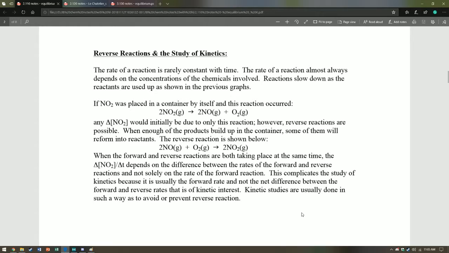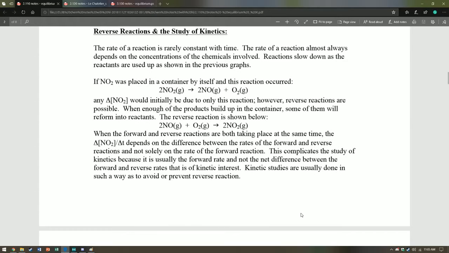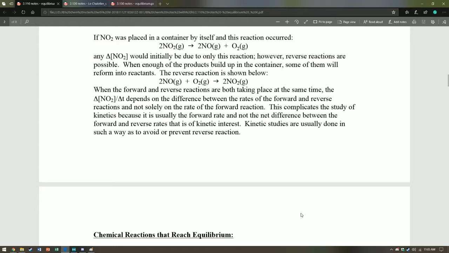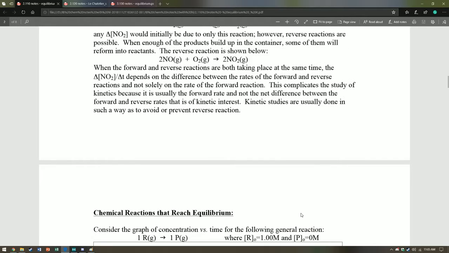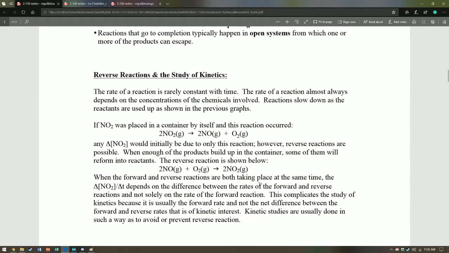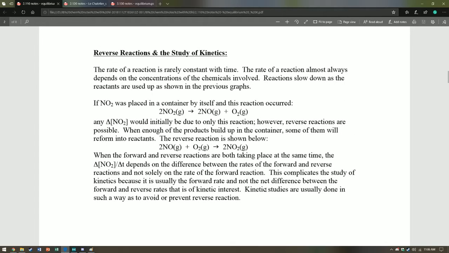The reverse rate in the study of kinetics is rarely consistent with time, and it depends on the concentrations, as the higher levels will know. Kinetic studies are done in such a way to avoid this, and this is why when you study kinetics, you have to really be careful here. I talked about it with the higher levels, but for the standard levels, you need to know that generally kinetic studies are usually done in such a way to prevent or avoid the reverse reaction.